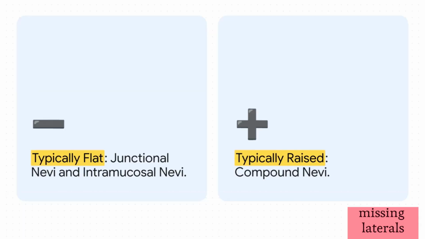And that whole progression we just talked about, well, it actually affects how the spot might look and feel. When those cells are either just in the top layer or way down deep, that's the junctional and intramucosal types, the spot is usually flat. But that middle stage, the compound one, where the cells are in both layers at once, that's what often creates a little bit of a raised bump.